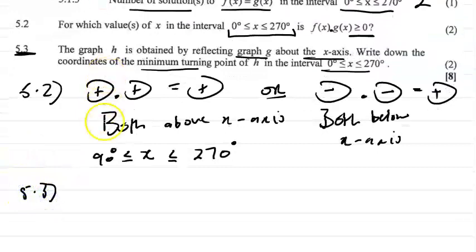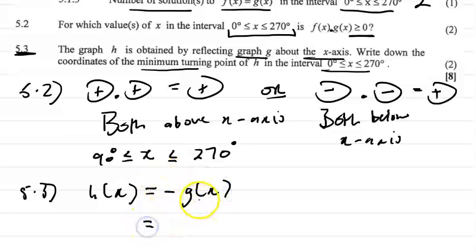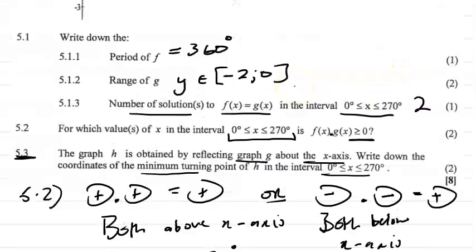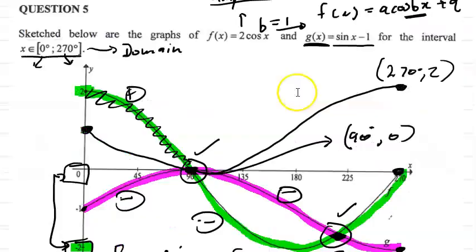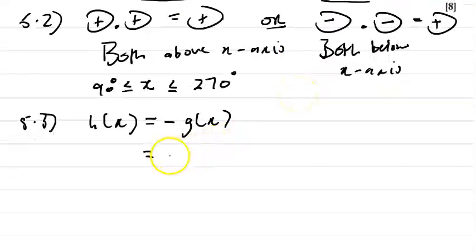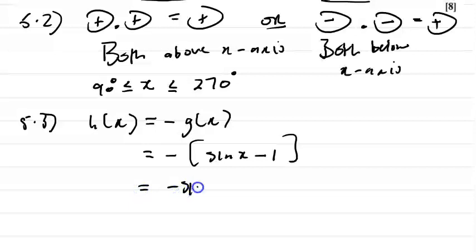First of all, we can write down the function like this. H of x equals, if you're reflecting about the x-axis, minus g of x. That's the rule for reflection about the x-axis. Remember that you're just going to change the sign in front of the function. So what is your function now? G of x is sine x minus 1. So therefore it's going to be minus into sine x minus 1, which equals minus sine x plus 1.